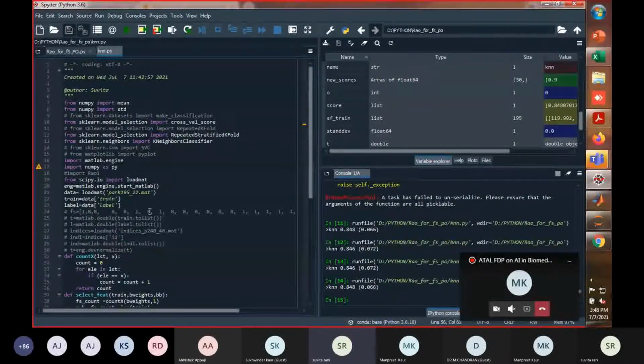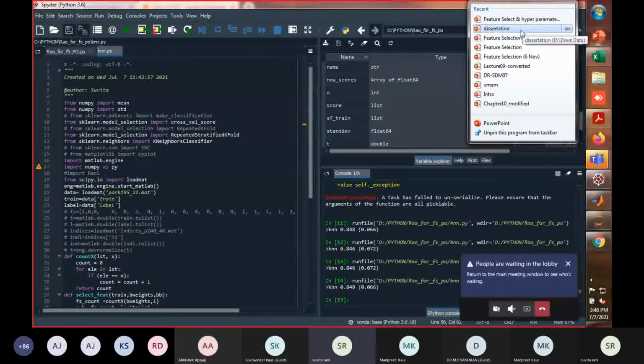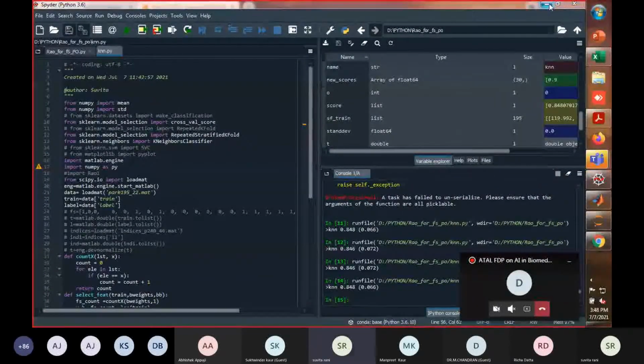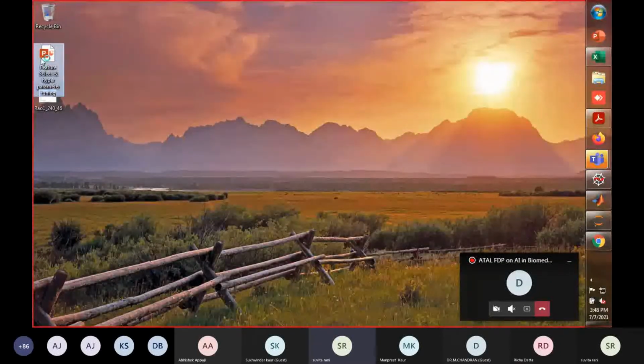Before starting with Spyder, I want to mention a few things: what hyperparameters are and why we want to optimize them, what feature selection is, why we want feature selection, and what the impact is. From the coding view, I will also show the impact of hyperparameter tuning and feature selection. Before that, I want to give a brief discussion on these topics.